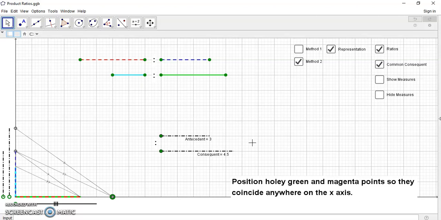So what I've shown you so far is that you can do all the operations of arithmetic in geometry without using any numbers whatsoever.